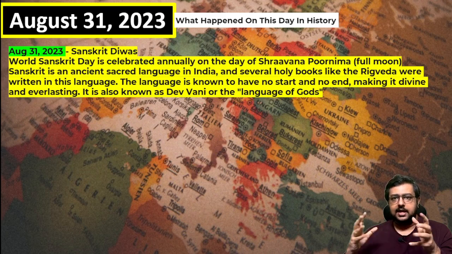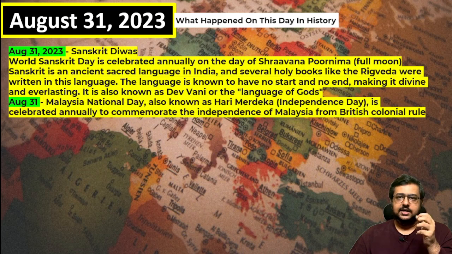So like that, it's an everlasting, eternal, long kind of language. Okay, then August 31 is Malaysia's national day. Malaysia also was under British colonization, and it got independence, which they call Hari Merdeka. Hari Merdeka is their National Independence Day, and that is celebrated annually, obviously.